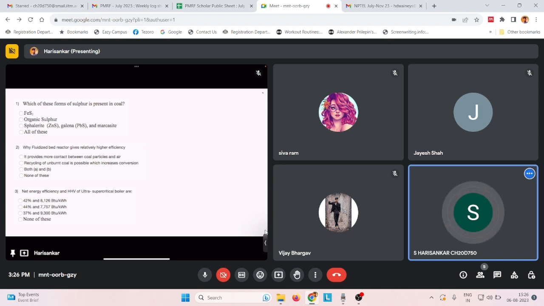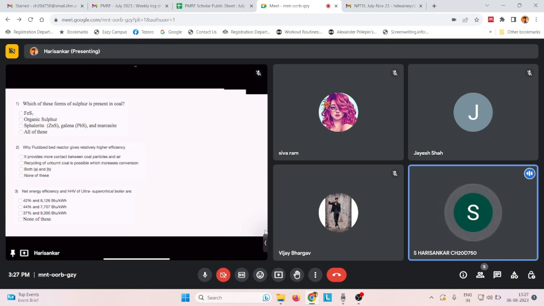Okay, so the first question: which of these forms of sulfur is present in wood? Any guesses? Okay, so the answer is all of these.